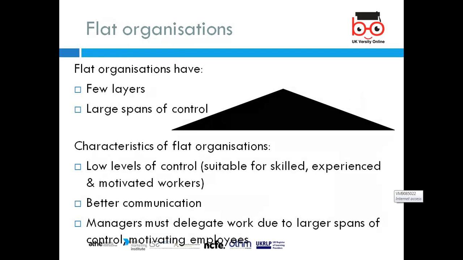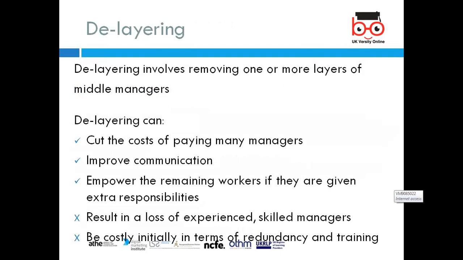A tall organization has many layers and a small span of control. Its characteristics are a high level of control, appropriately skilled staff, and more opportunity for promotion, but poor communication could happen. The flat organization has few layers, a larger span of control, a low level of control, and suits skilled and experienced workers. These are the advantages and disadvantages of the flat and tall structures.